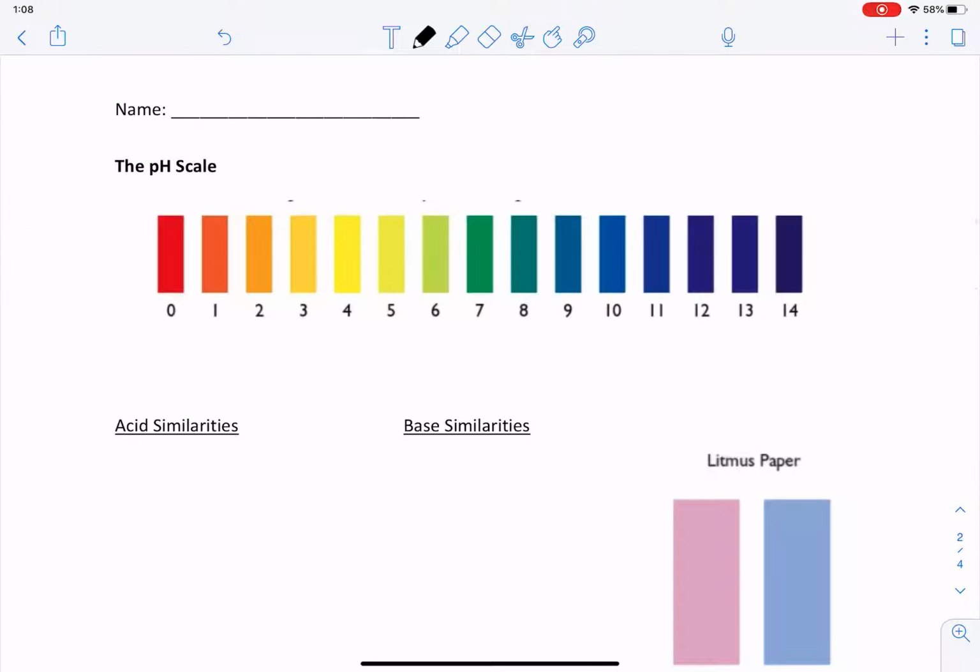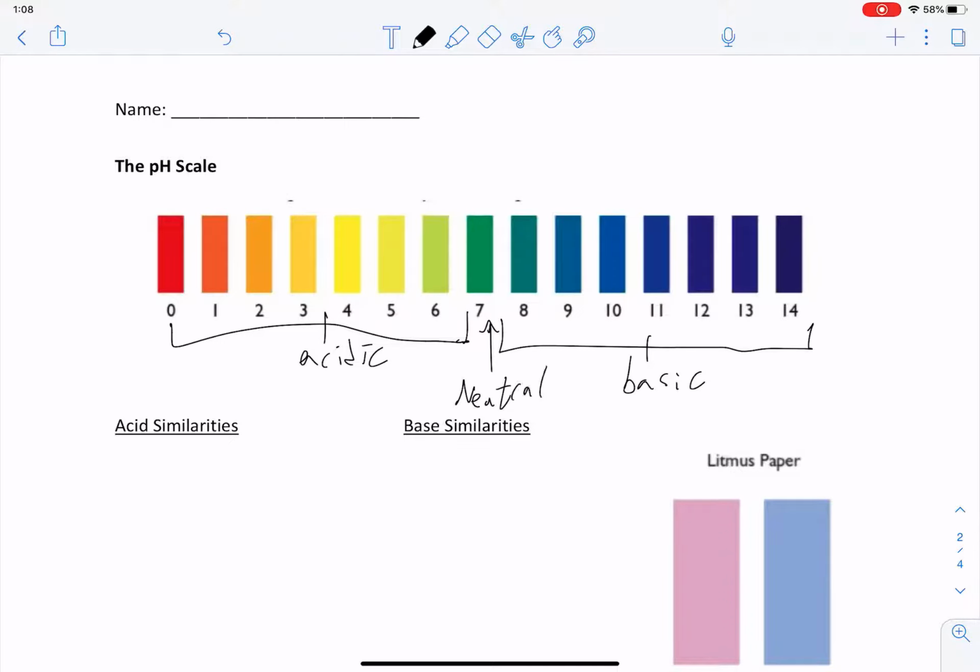Okay, so here's our pH scale as a visual model. Like we said, anything between 0 and 6.9 is acidic. Anything between 7.1 and 14 is basic. And then 7 is neutral.